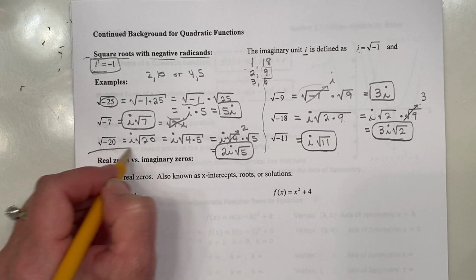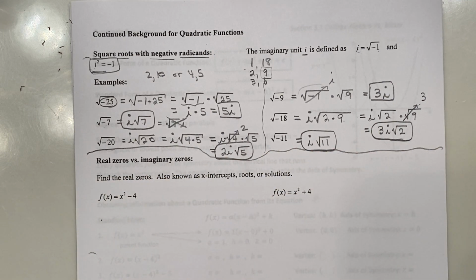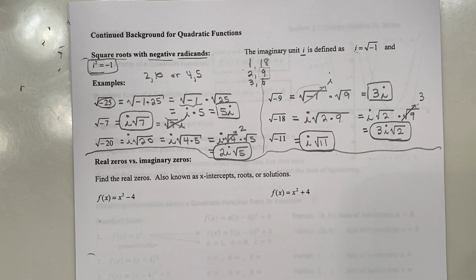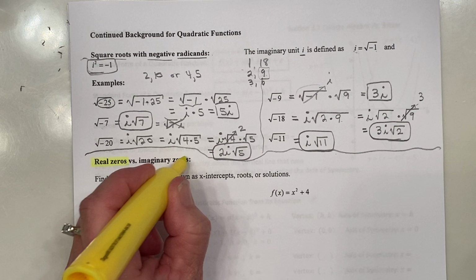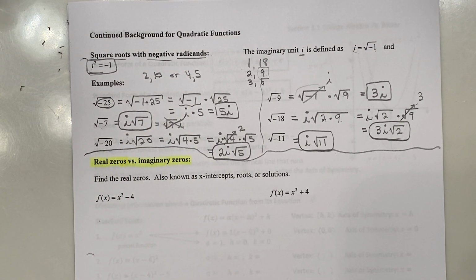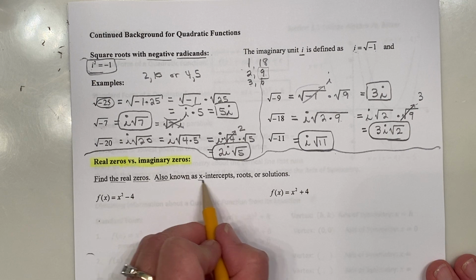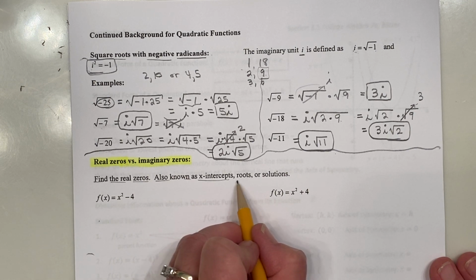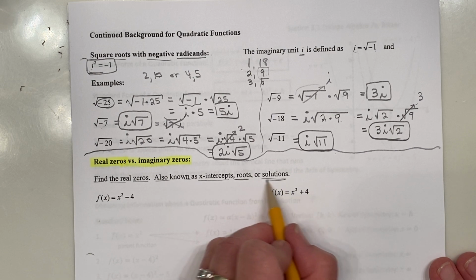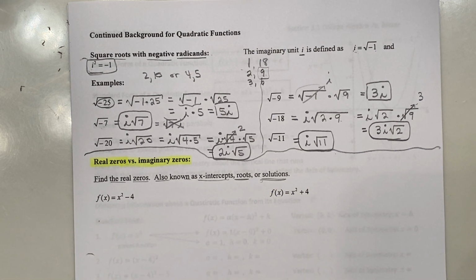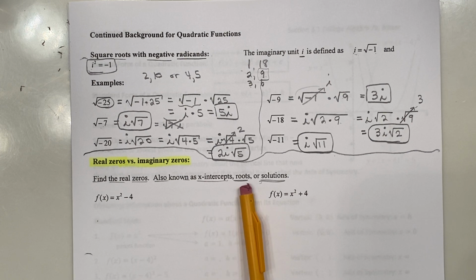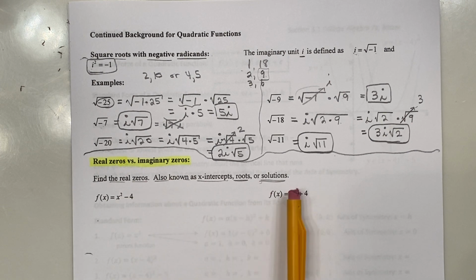All right, some more background that we need before we get into our main objective of graphing quadratic functions. We need to consider what are real zeros versus imaginary zeros. The language here is find the real zeros. They're also known as x-intercepts, where we cross the x-axis. You might hear the word roots or solutions, and all these are synonymous. If you're asked to find x-intercepts, it's the same thing as being asked to find roots, solutions, or zeros in any arrangement of that.